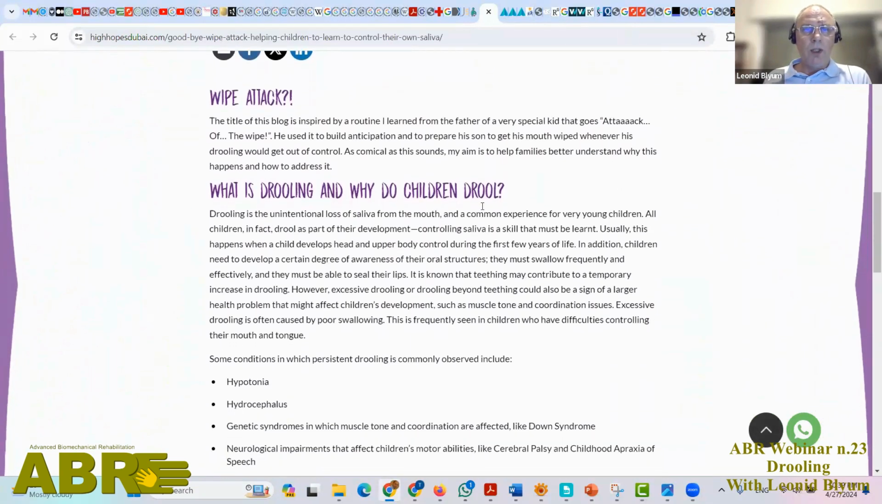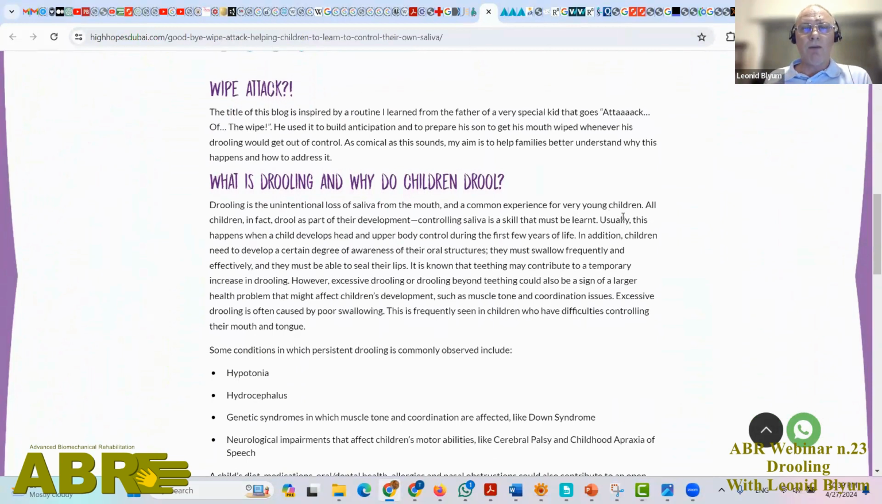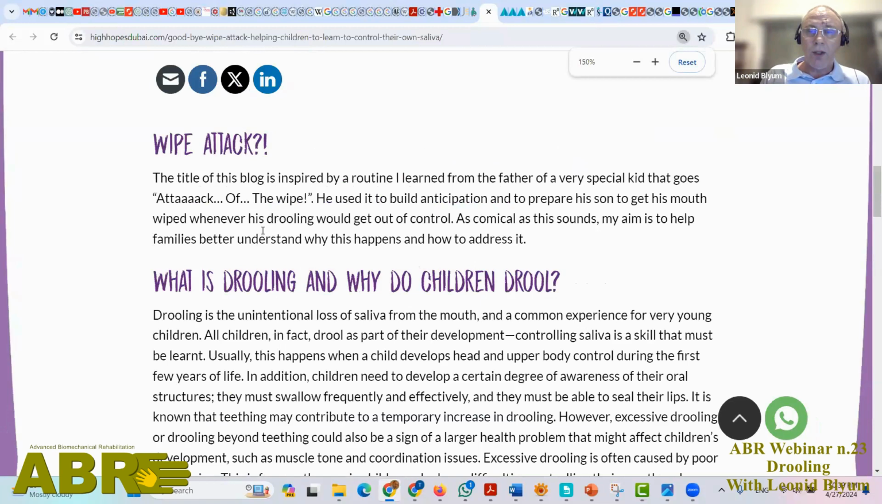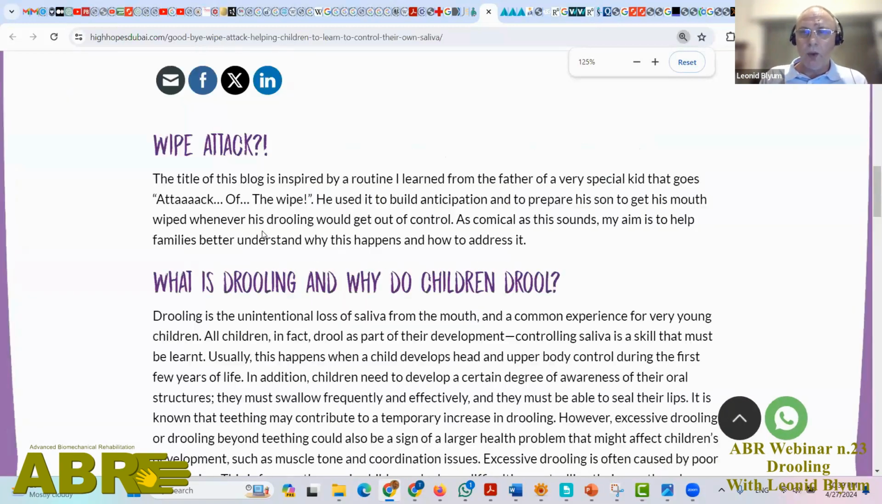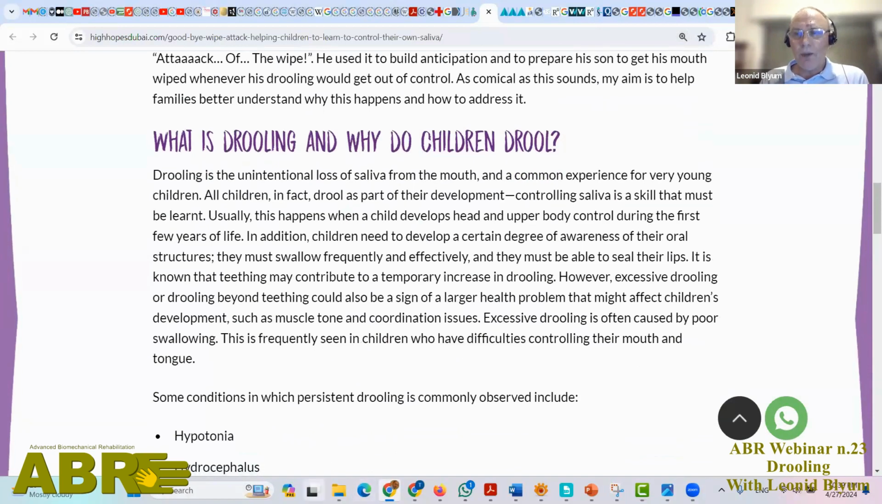Drooling is the unintentional loss of saliva from the mouth and a common experience for very young children. You see, here we go. So that comes as a base, right? All children, in fact, drool as part of their development. Controlling saliva is a skill that must be learned. See, right here, you get it. So you see, that's the foundation of everything.